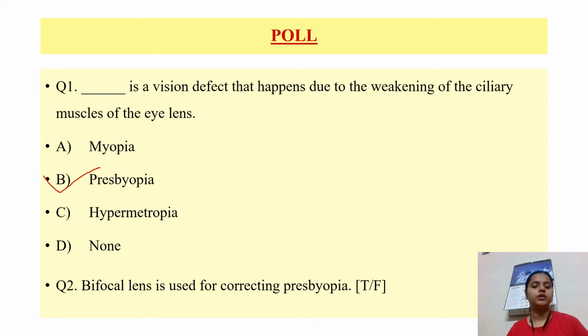So now let's move further. The second question is: bifocal lens is used for correcting presbyopia. You have to write T for true, F for false. Is this statement true or false? Yes, it is true. We use bifocal lens for correcting presbyopia. Now let's move further.